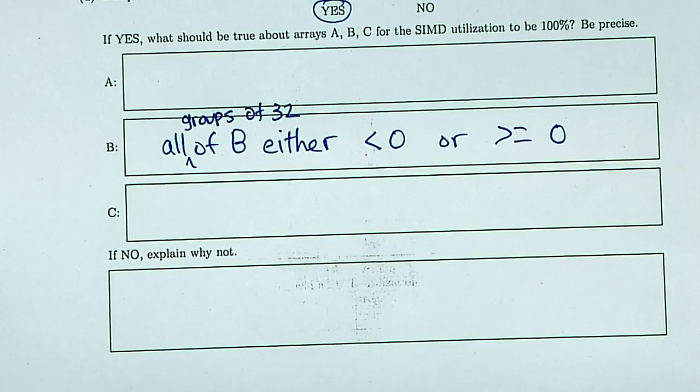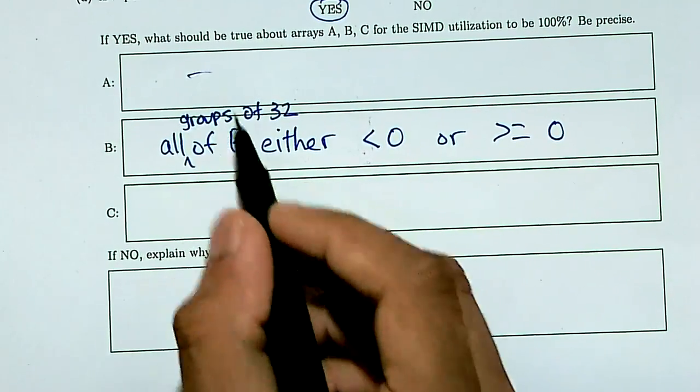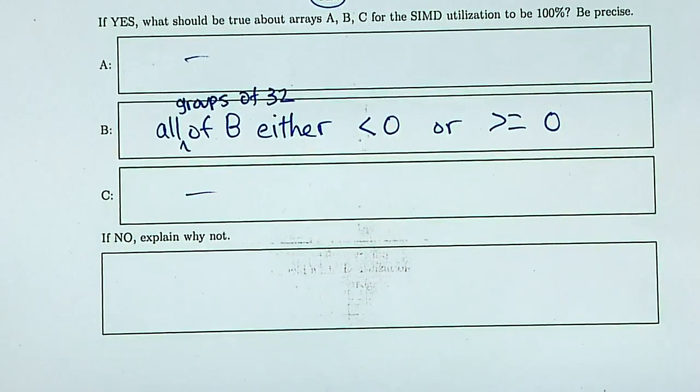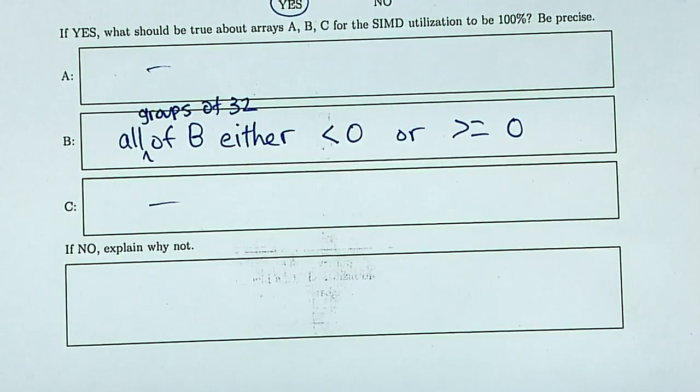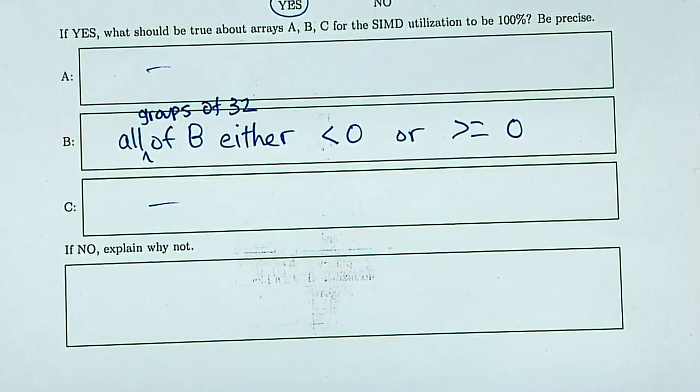And again, A and C don't affect the control flow at all, so there's really no constraint on those at all. Okay, I think that's actually it for that question, so any last questions? Oh, okay, cool.